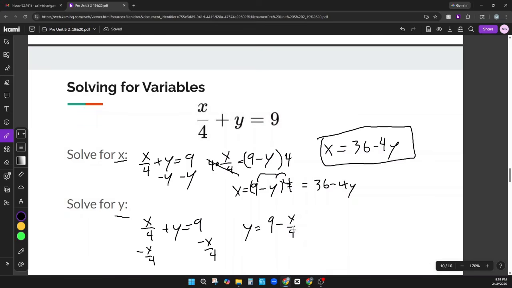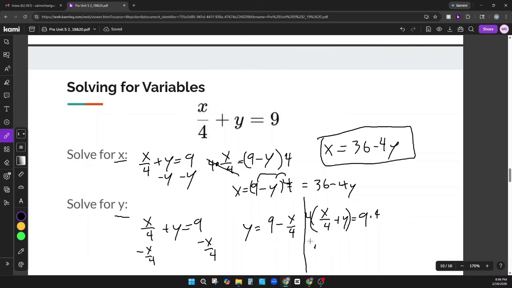You may be thinking, but Mr. G, you told us to always get rid of the fraction in the beginning. Yes, I could absolutely abide by that. If you want to take that route, let's see what that manifests as. If I start with x over 4 plus y is equal to 9, and I want to get rid of my fraction, I'm going to multiply by 4 on both sides.